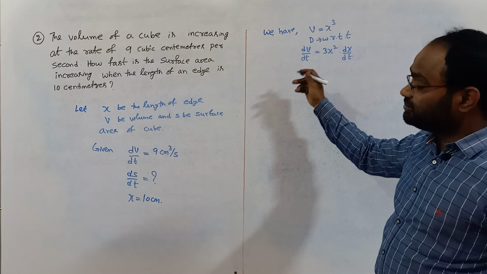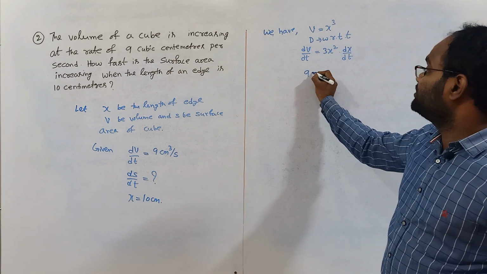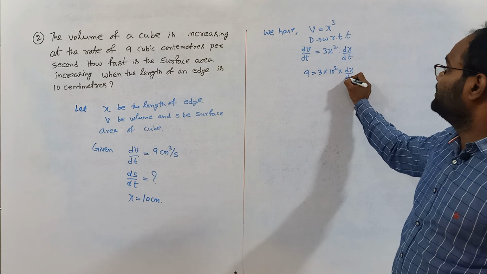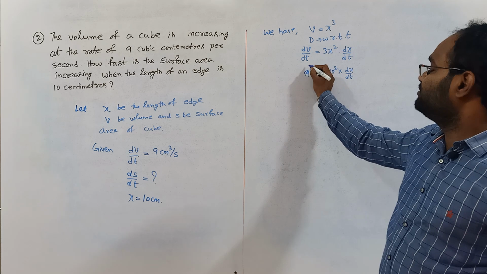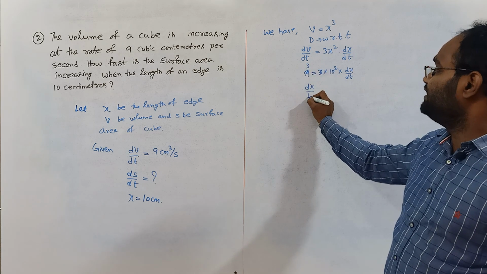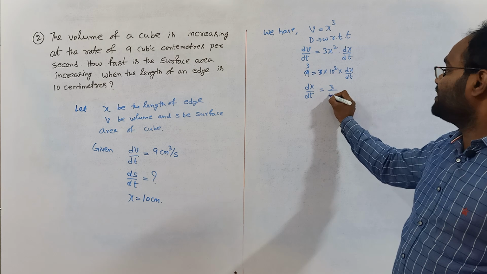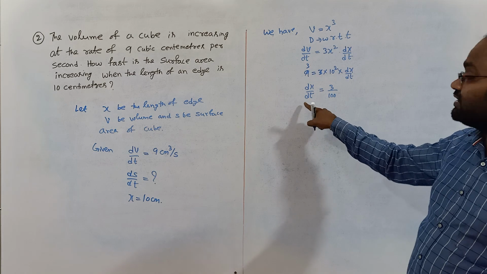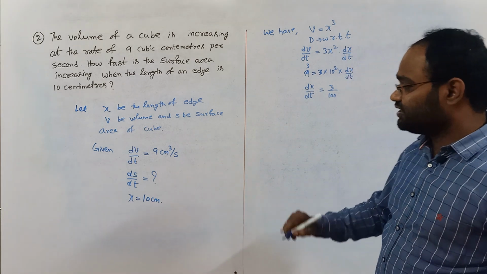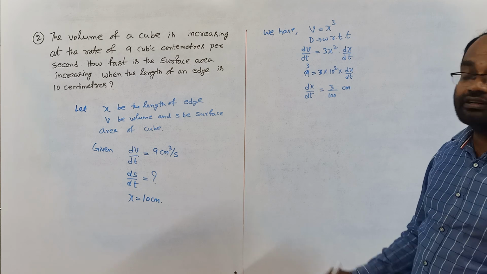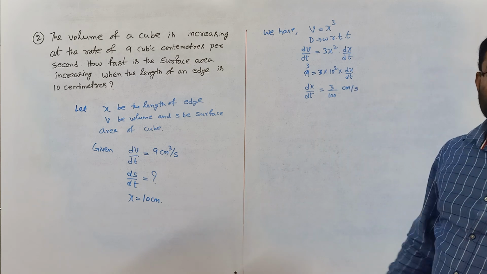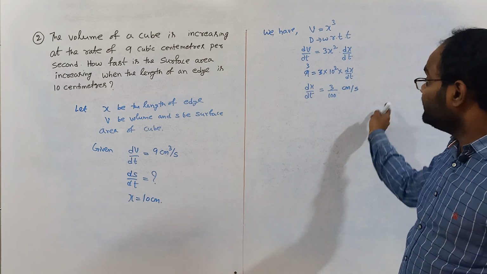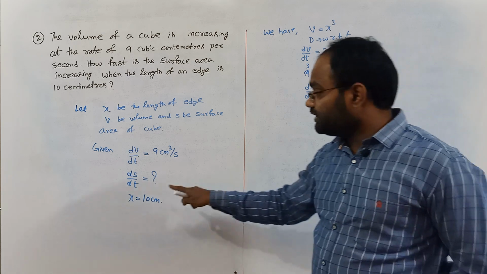Then let us substitute. Whatever is given: 9 is equal to 3 into 10 square into dx by dt. The 3 cancels, so dx by dt is 3 by 10 square, that is 100. So x is the edge, it is changing in terms of centimeter and the time is changing in terms of seconds. So dx by dt is 3 by 100 centimeter per second. But this is not what is asked; we have to find out what is dS by dt.